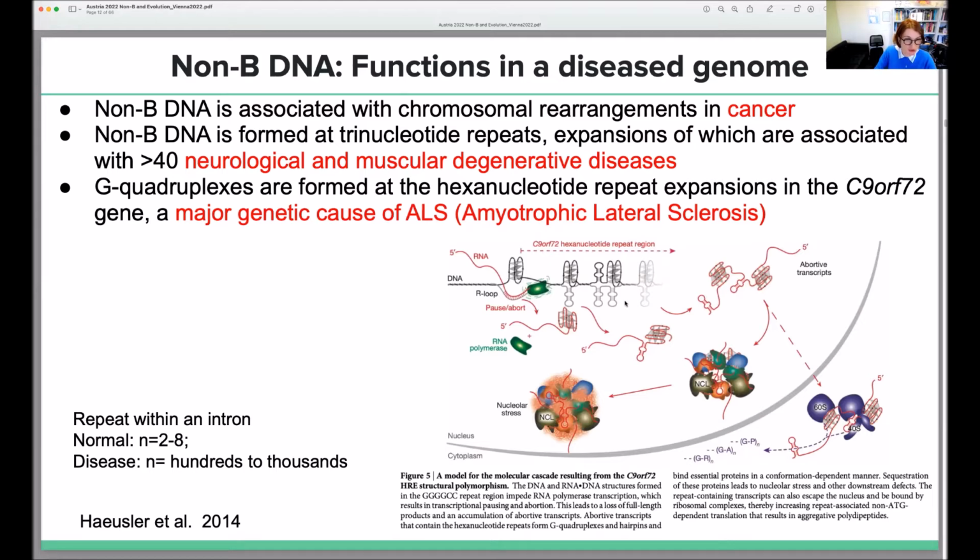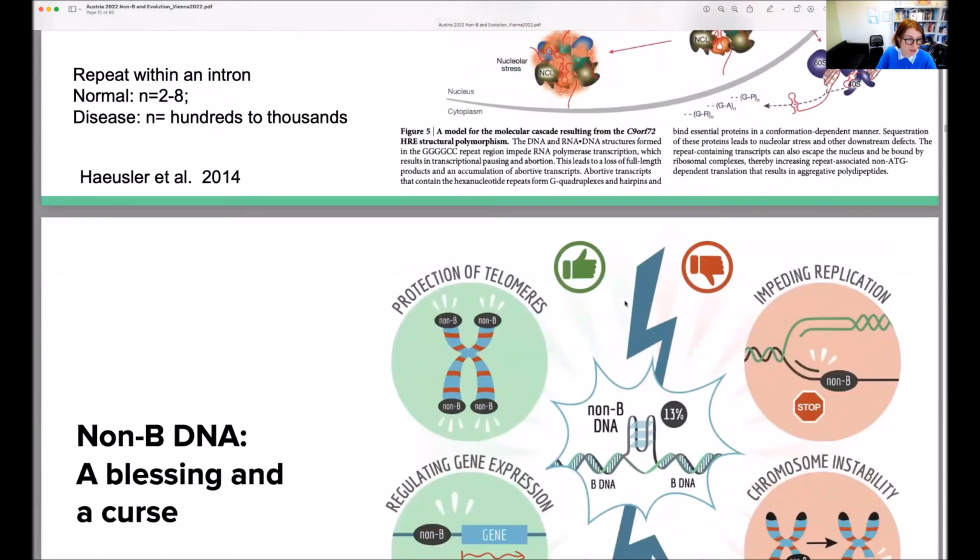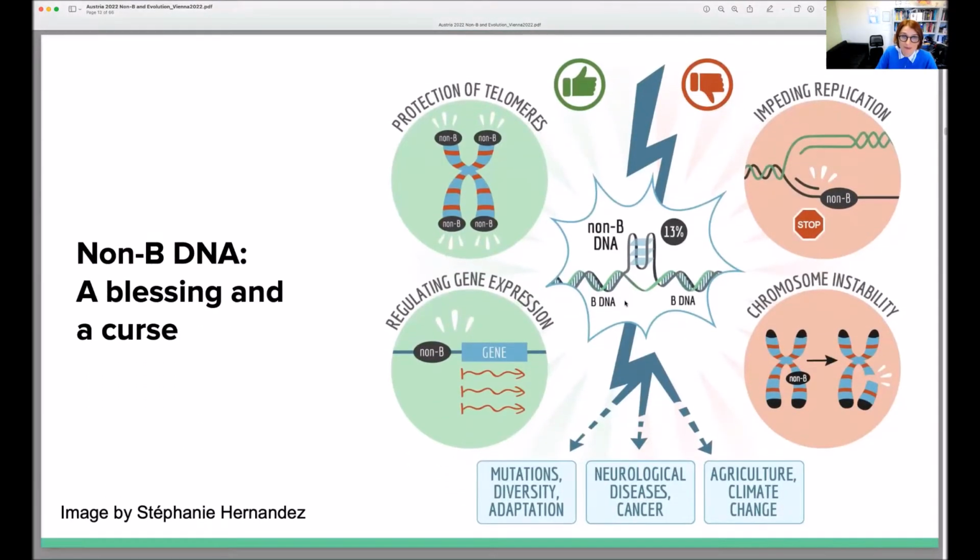So I hope I was able to convince you that they are important. But I always think about non-B DNA as a blessing and a curse of the genome. So I just mentioned to you that they play important roles, that they protect telomeres, they participate in regulation of gene expression by opening up promoters. I also listed some other functions. They are important for origins of replication.